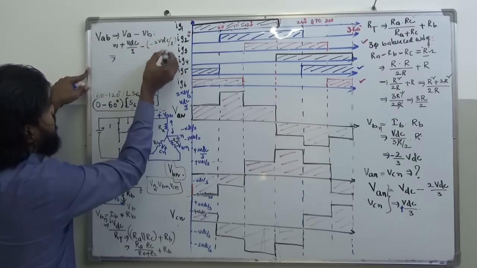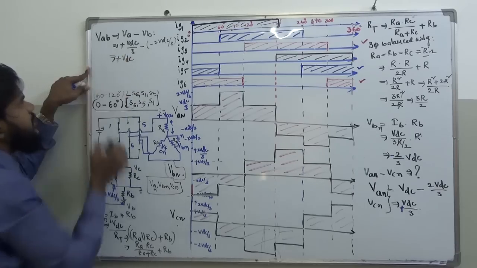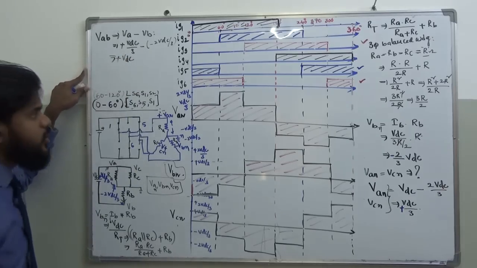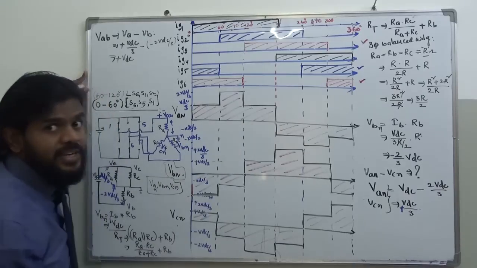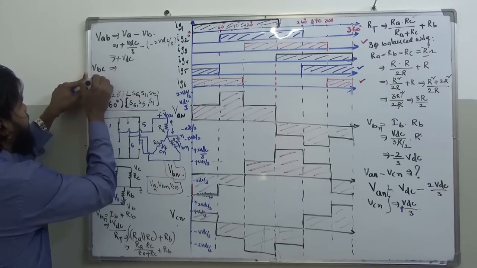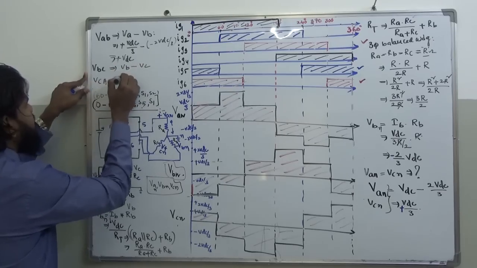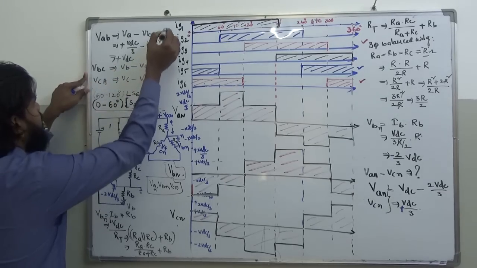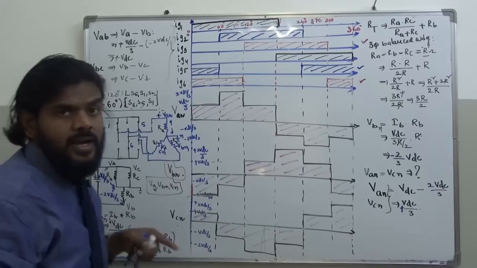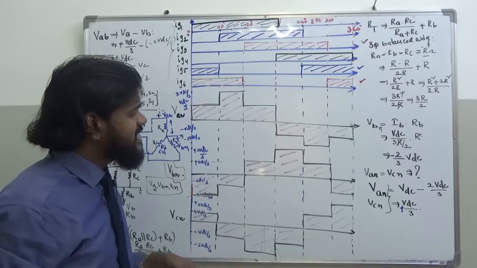So what you'll get here is VDC. Are you understanding, my dear? So you'll get only VDC if it is a line voltage. Likewise, you can find VBC and then VCA. VBC is VB minus VC and VCA is VC minus VA. If you can do this, it will be very nice. You'll be so happy to understand this kind of stuff.